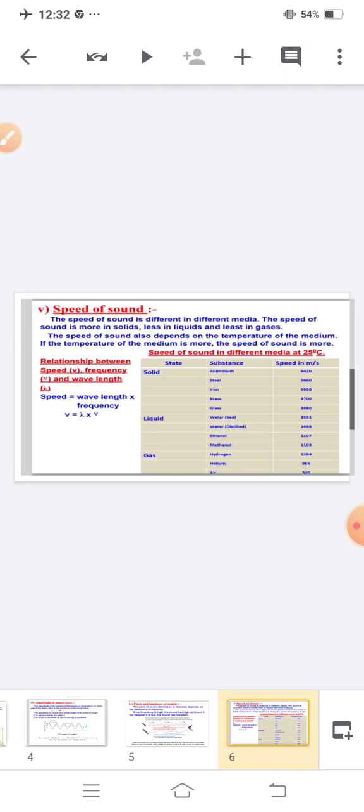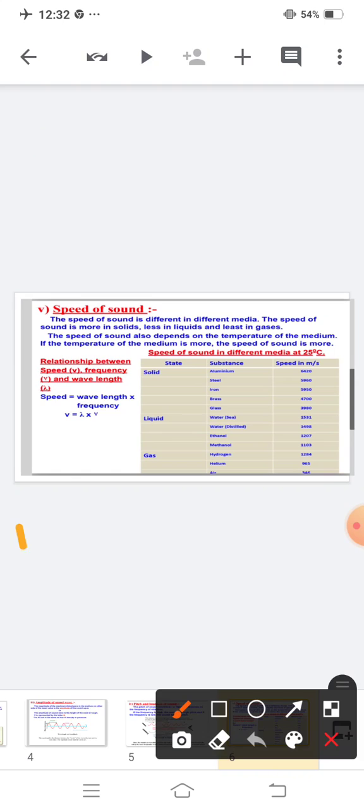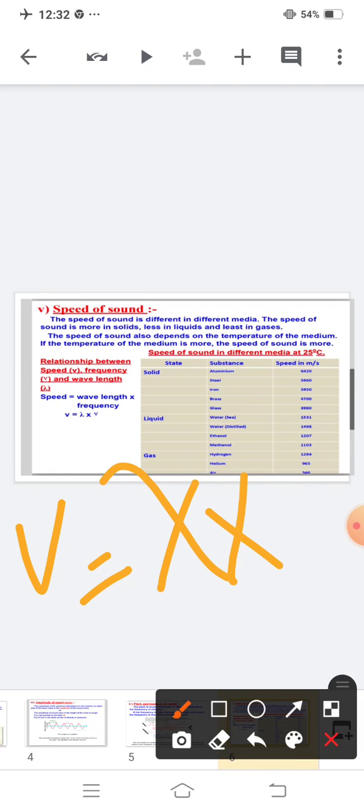And there is a relationship between frequency, wavelength and speed. What is that? Speed is represented by V, which is equal to wavelength, represented by lambda, into frequency, which is small f. So V is equal to lambda into f. Clear?